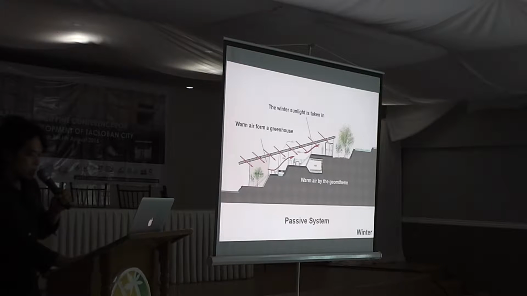In winter, warm air comes to inside the residence from glass house, and the roof lets the sunlight come into the room. Moreover, ground heat gives the residence warm air.